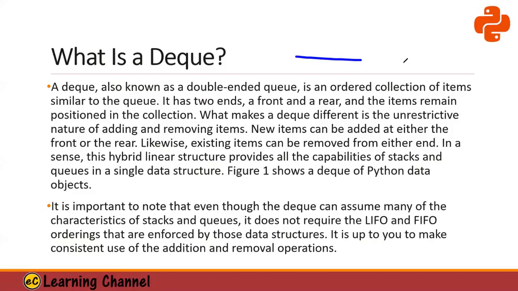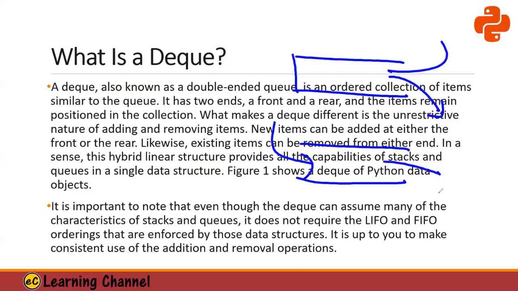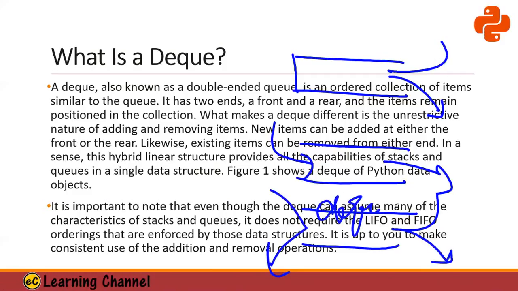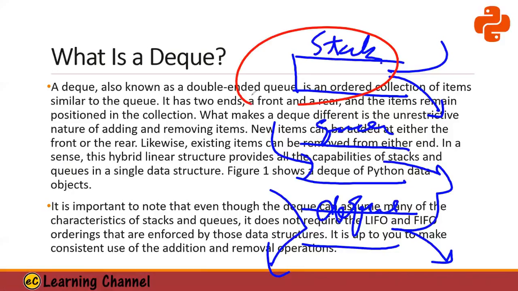So stack basically, you push and pop from this direction, right? Q, you push here, pop here, right? DQ is that you can push and pop from here, push and pop from here. So this one's called DQ. The last one, this one's a Q. This one's a stack. So performance-wise, DQ can be used to replace both stack and Q because it's more flexible.